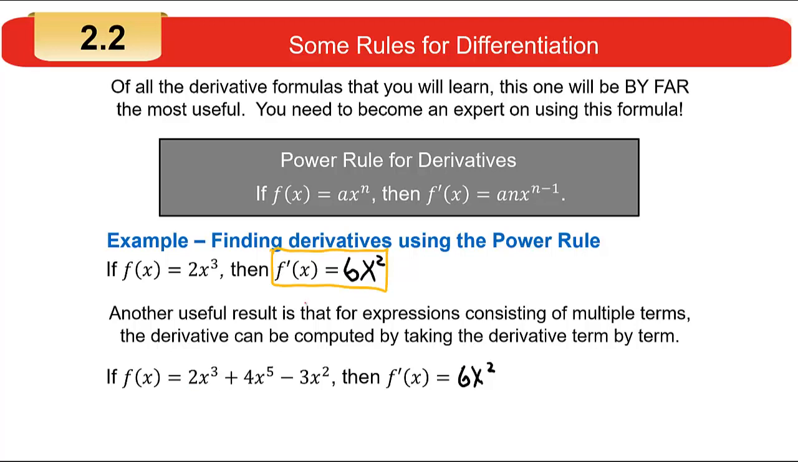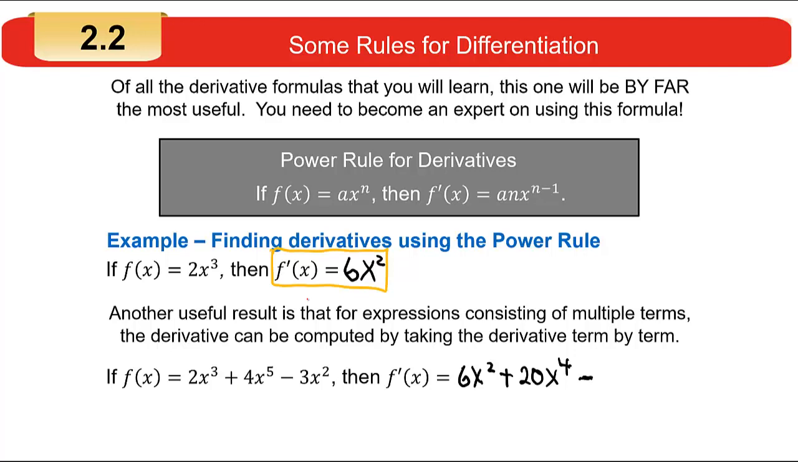But now you've got 2 more terms. So you've got a plus sign, then you move to the second term. The second term is 4x to the 5th. So what do you do? Apply the power rule again. 4 times 5 is 20, and you would drop the 5 by 1 and it becomes a 4. So the second term derivative is 20x to the 4th.